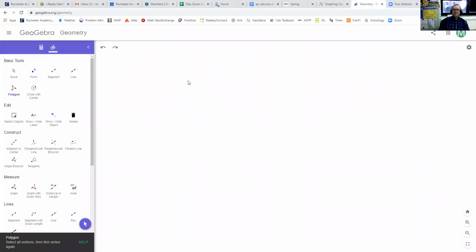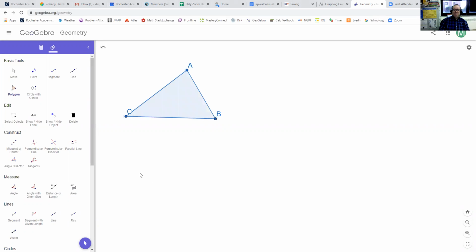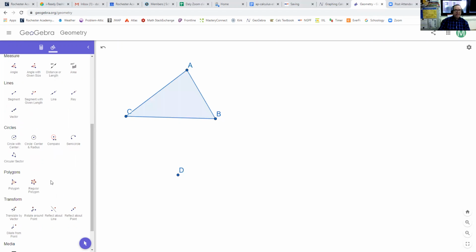Once again, in GeoGebra, I will create a triangle. And when we do a rotation, there are two things we need to specify. Can you imagine what they are? Well, the first thing we need to specify is a point that we're going to rotate around. This is going to be the center of our rotation. And the other thing we need to specify is how much we're going to rotate by. So let's take a look at what that looks like.